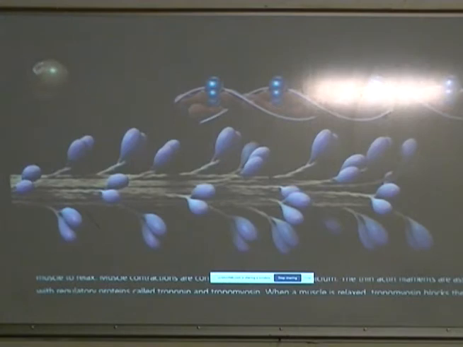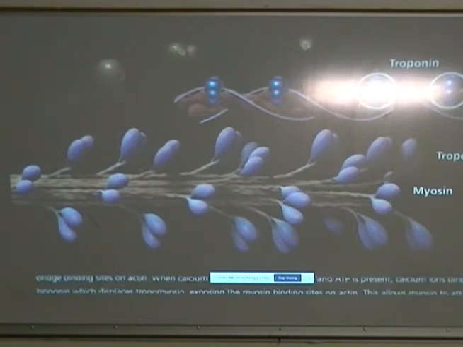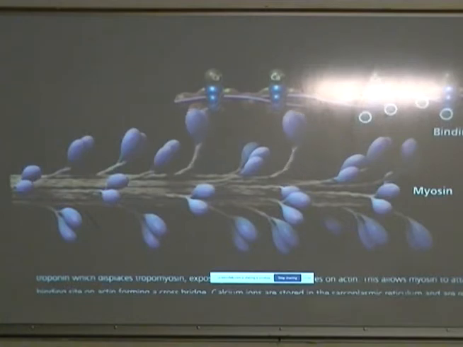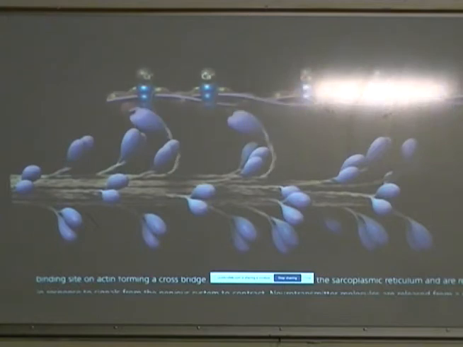Muscle contractions are controlled by the actions of calcium. The thin actin filaments are associated with regulatory proteins called troponin and tropomyosin. When a muscle is relaxed, tropomyosin blocks the cross-bridge binding sites on actin. When calcium ion levels are high enough and ATP is present, calcium ions bind to the troponin which displaces tropomyosin, exposing the myosin binding sites on actin. This allows myosin to attach to a binding site on actin, forming a cross bridge.